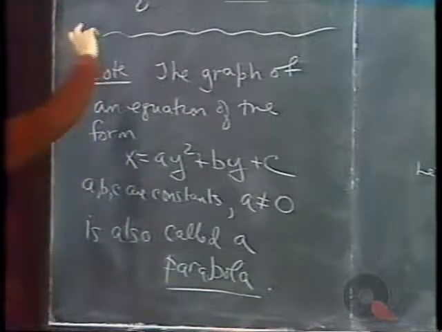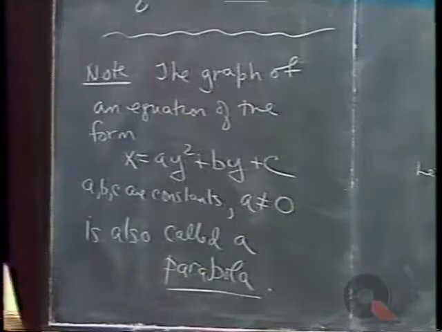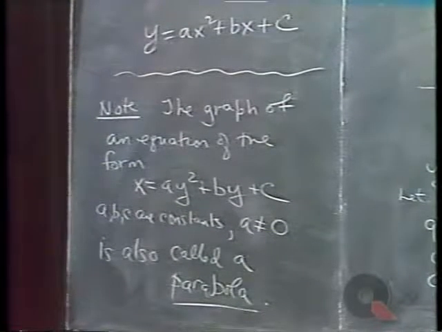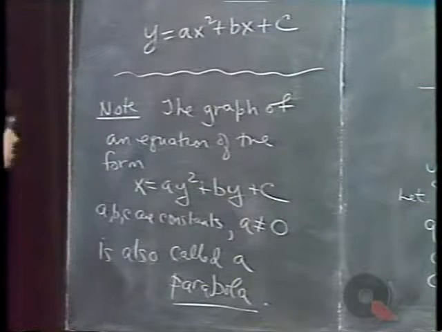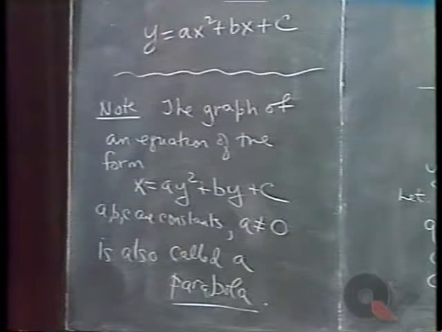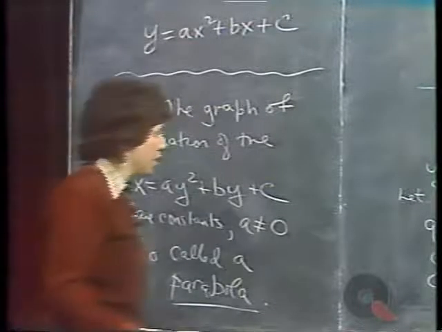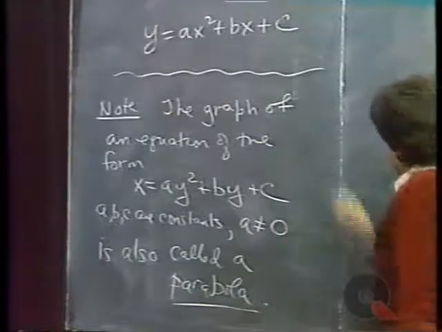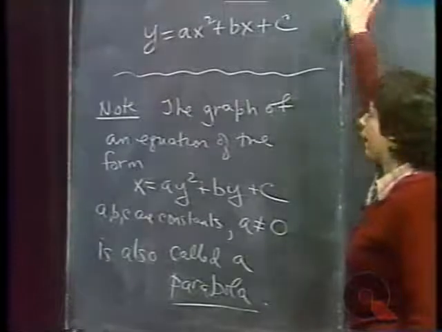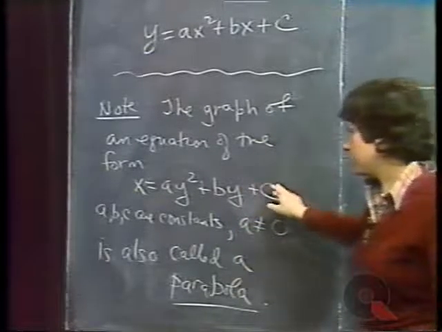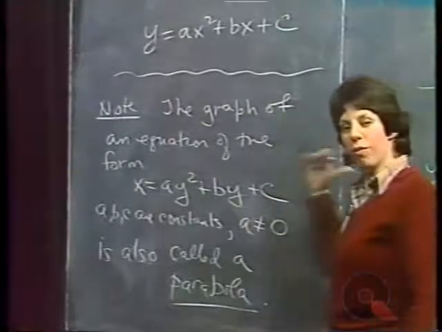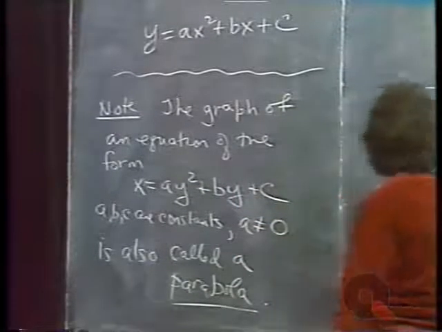Okay, so it doesn't have to be in this form, y equals ax squared plus bx plus c. You could have a parabola in this form. The graph of an equation of the form x equals ay squared plus by plus c, once again, a, b, and c are constants, a is not equal to 0, is also called a parabola. Now, while graphs of parabolas of this form y equals ax squared plus bx plus c open up or down, parabolas in the form x equals ay squared plus by plus c either open right or left. Let me give you an illustration.